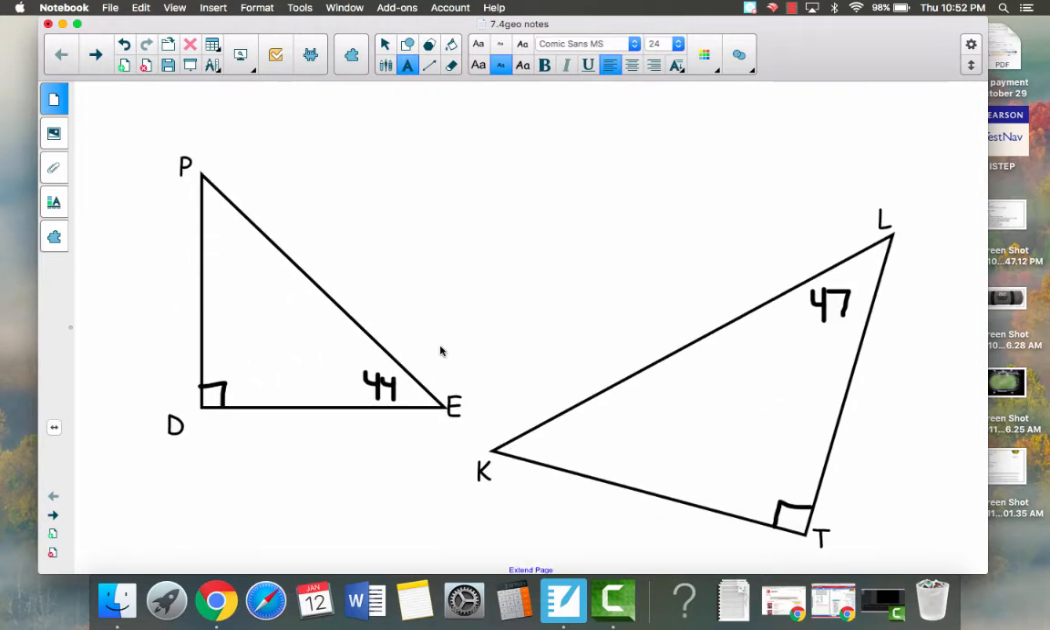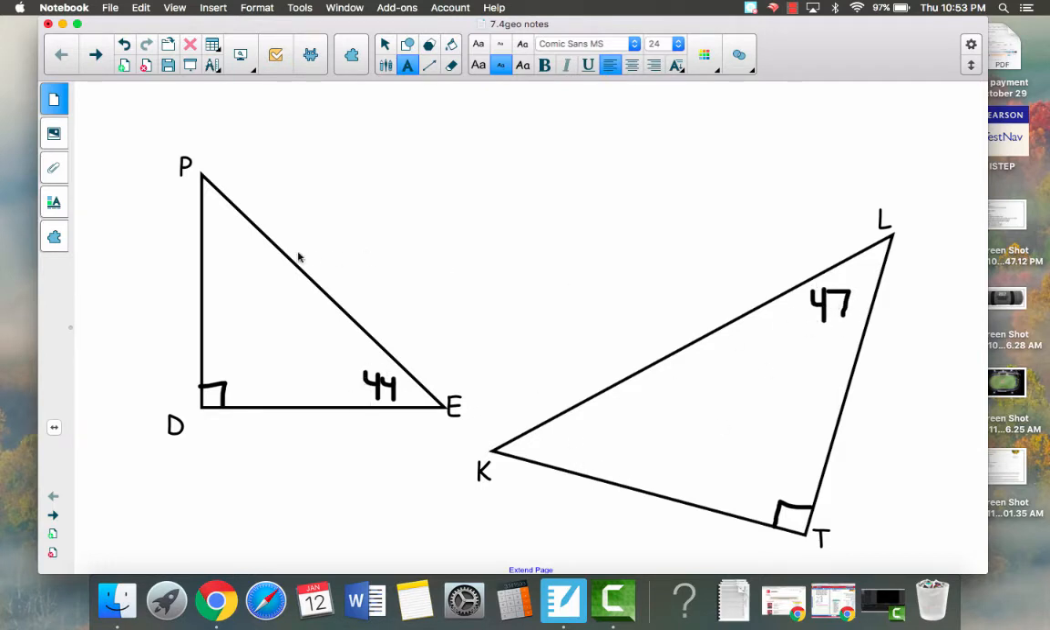Same concept with this one. So here's two triangles, DPE and KLT. Now what you notice is they both have right angles. Okay, so what you want to be careful of, especially if you're given measurements instead of just markings, is to make sure that you know what all the angles are, and then make sure to see if there are at least two that match. So in this problem, they both have a right angle, so we already know one angle is matched up. But here we've got a 44 and here we've got a 47.